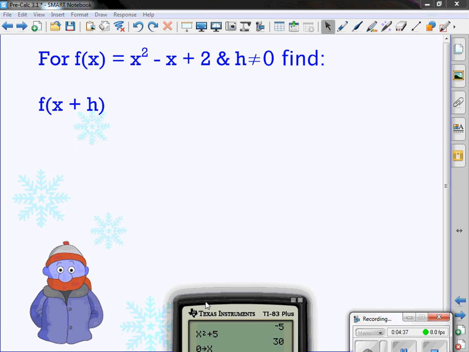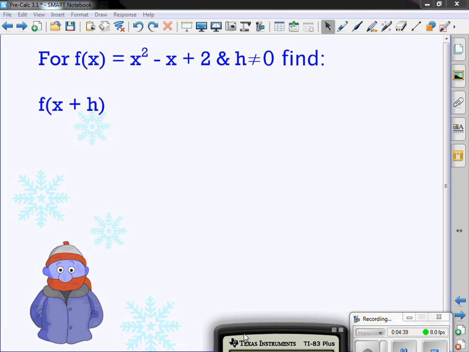This is just taking it one step further. F of x equals x squared minus x plus 2, and h is not equal to 0. Find f of x plus h. So write it down first. All I'm going to do is take this and put it in there and there. So I have (x plus h) squared minus (x plus h) plus 2.